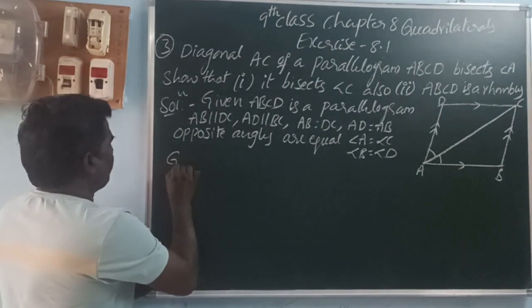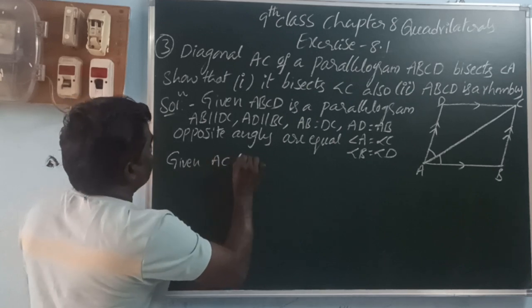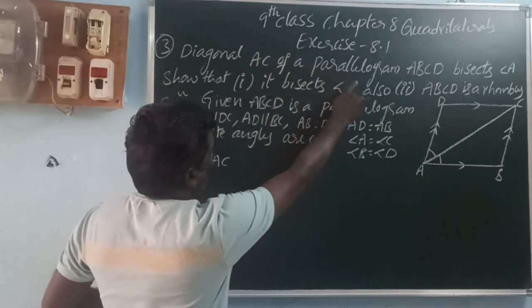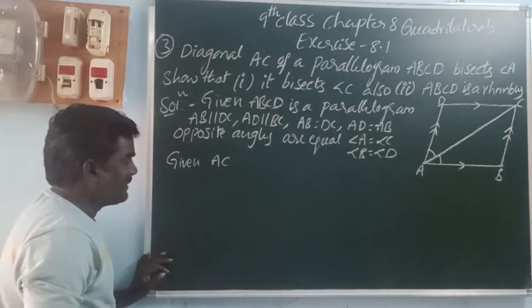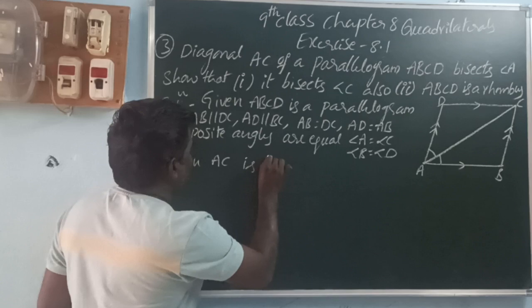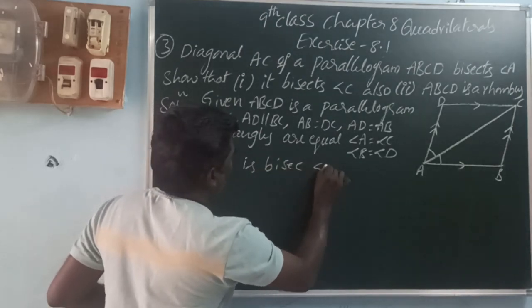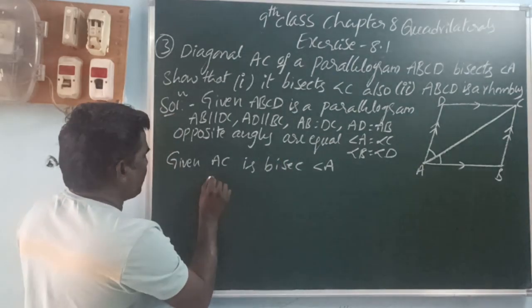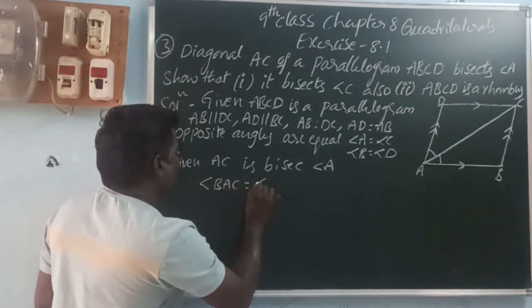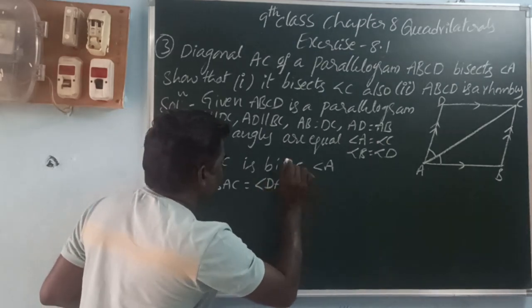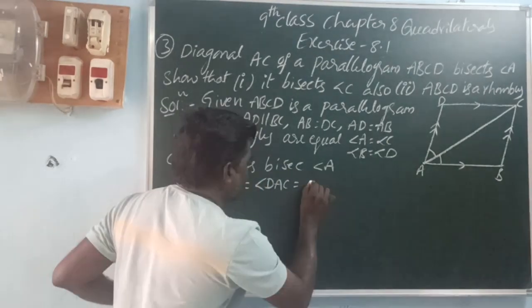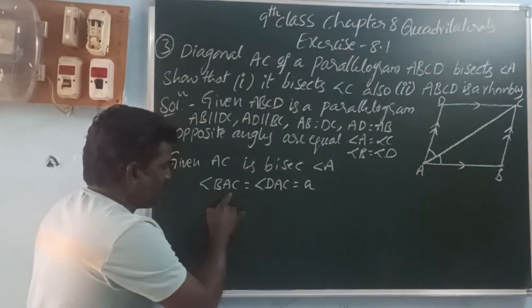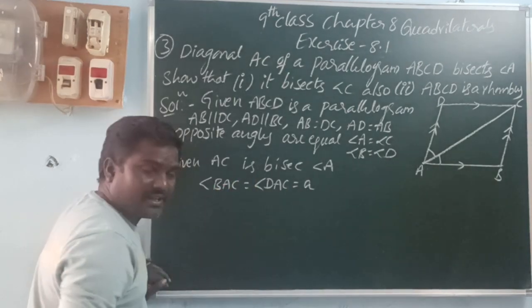So here given, AC is a diagonal. The diagonal AC of a parallelogram ABCD bisects angle A. So AC bisects angle A. Bisect means divide into two equal parts. So angle BAC is equal to angle DAC. How much? We don't know that. Let us take that as a. So angle BAC is equal to angle DAC is equal to a.